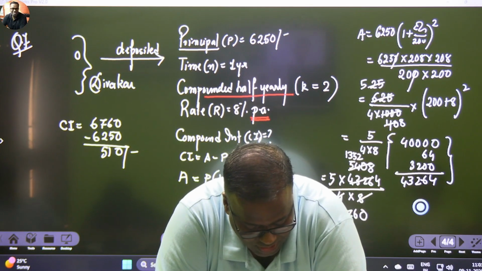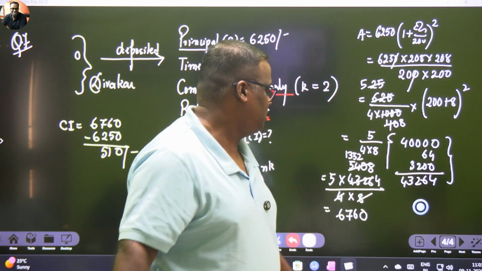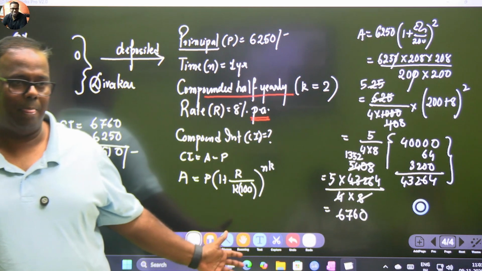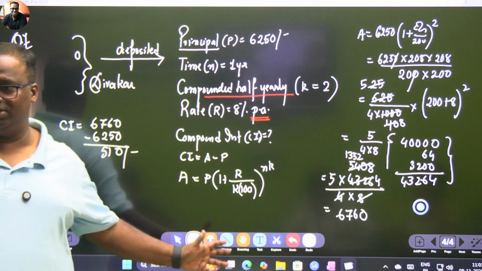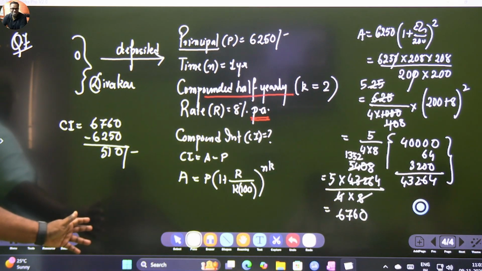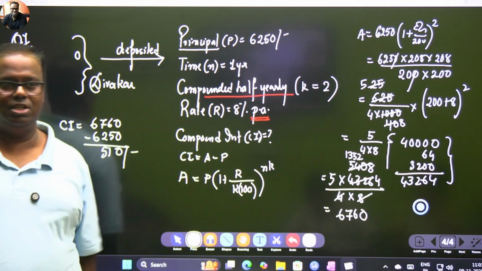Five is interesting. Is this one done? No, don't copy. Have you understood how it is done? Like how to make these calculations easier.